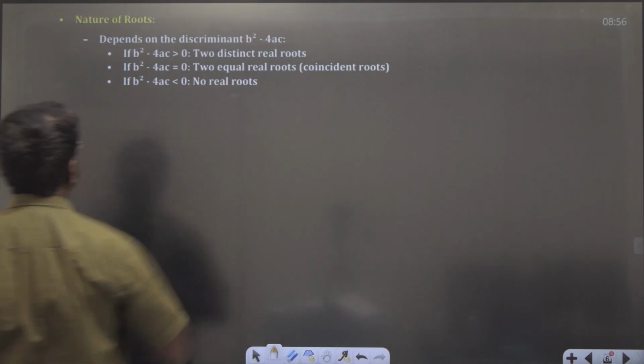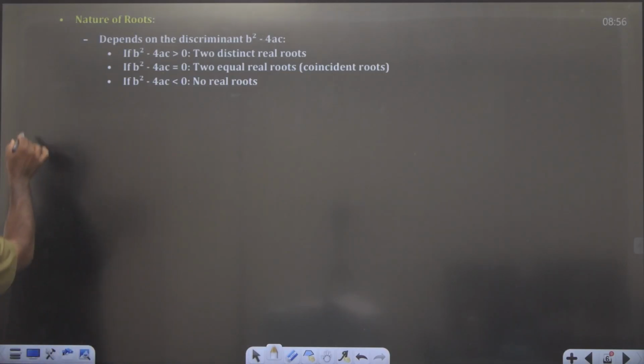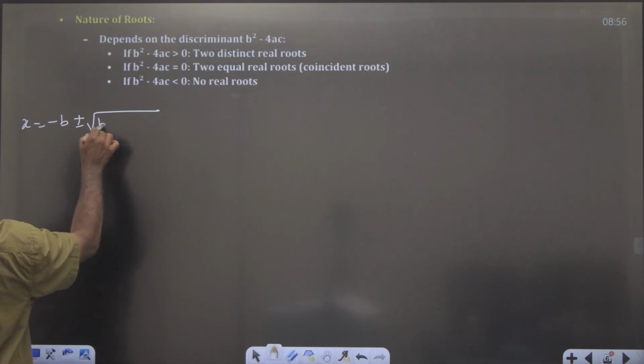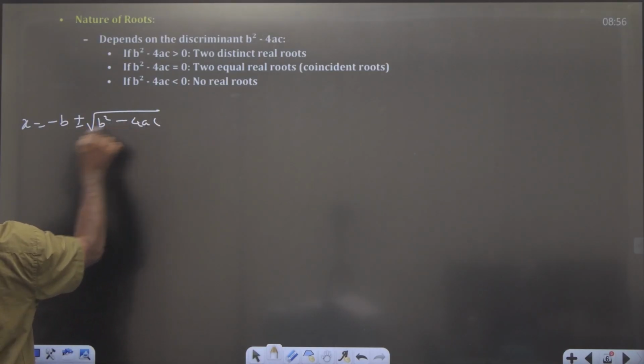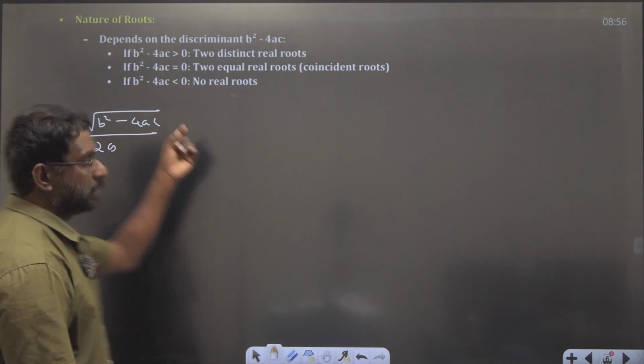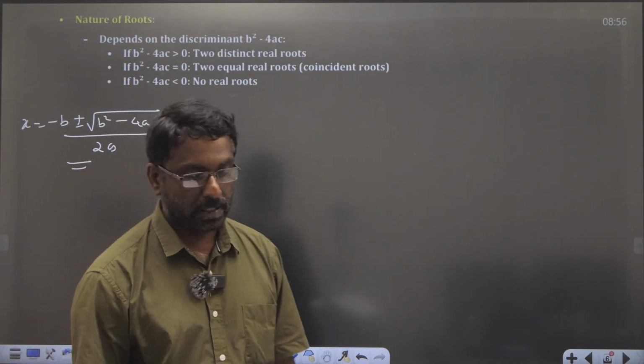Nature of the root. x is equal to minus b plus or minus root of b square minus 4ac by 2a, this is the quadratic formula. These are the nature of roots. Another question.